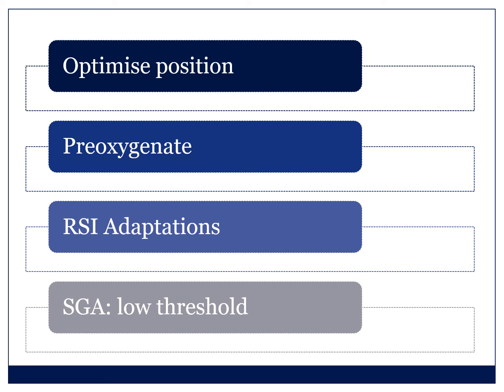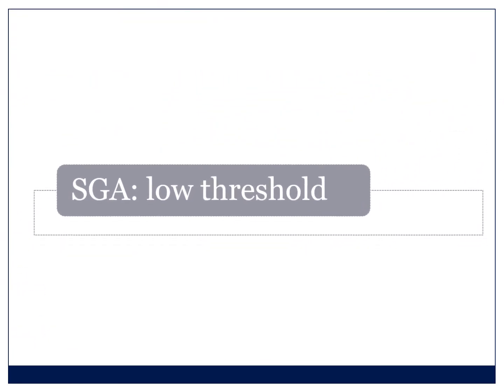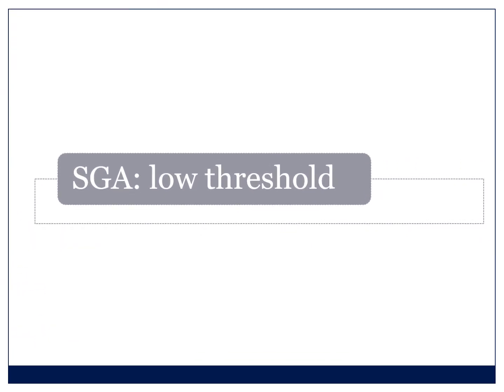And finally, you need to have a low threshold for a supraglottic airway device. This is something that is increasingly recognized as having caused problems, where people have just continued to try and intubate the patient and they haven't switched over to a supraglottic airway device.